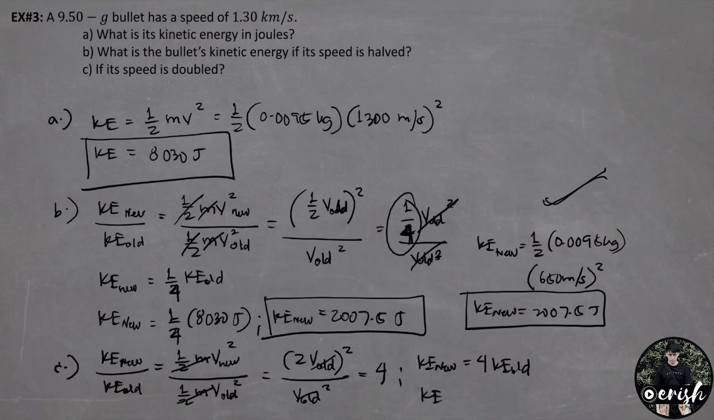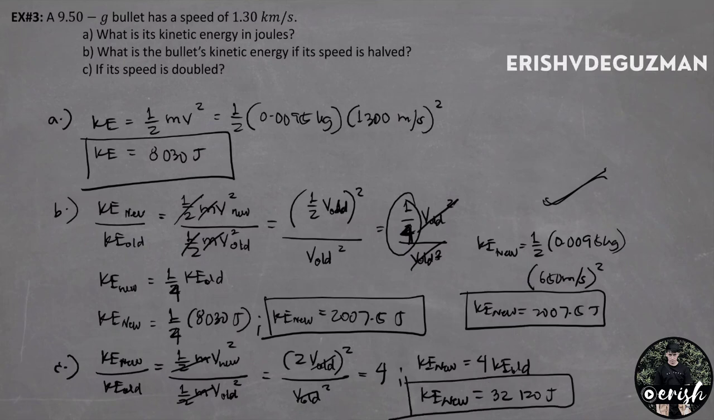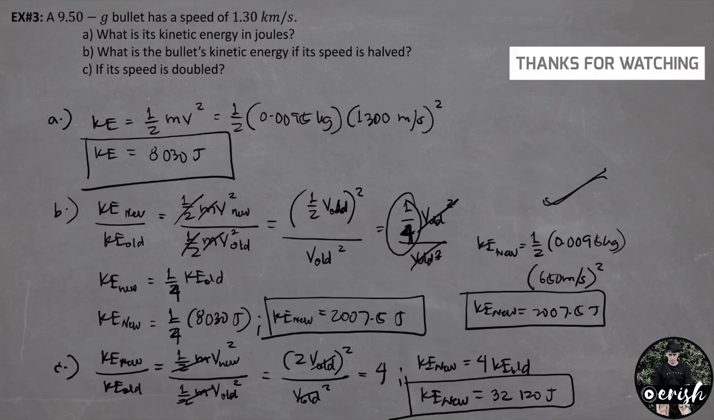And by substituting the value of the old kinetic energy, our value for the new kinetic energy using the ratio is 32,120 joules. The kinetic energy is proportional to the velocity squared, and this is a very useful thing to remember when calculating ratios. And this is example number 3.